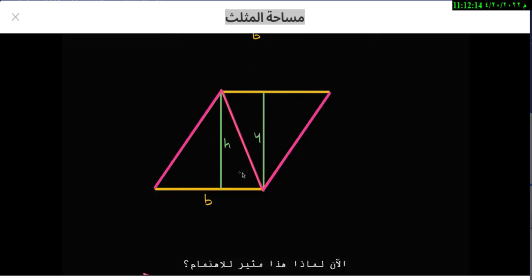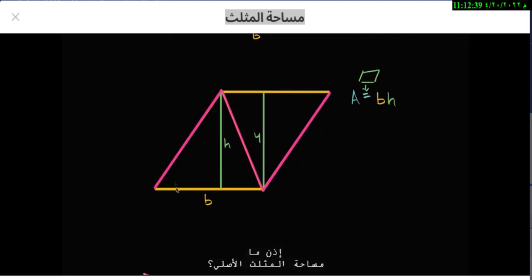Now, why is this interesting? Well, the area of the entire parallelogram is going to be the length of this base times this height. You also have the height written with h upside down over here. It's going to be base times height. That's going to be the area of the entire parallelogram.